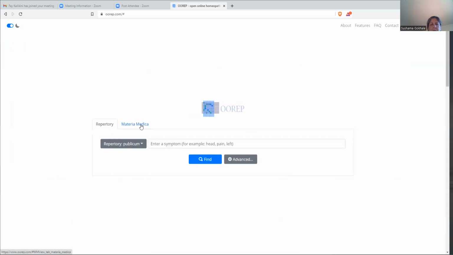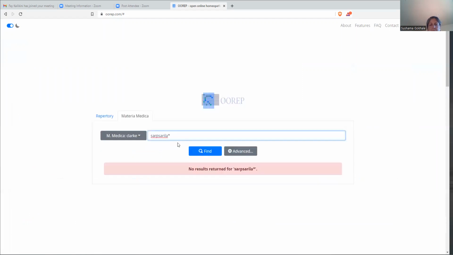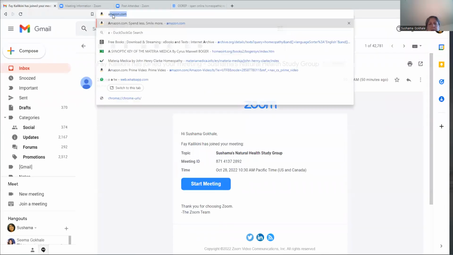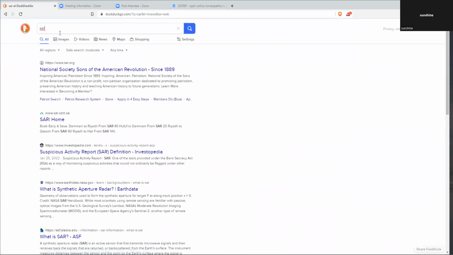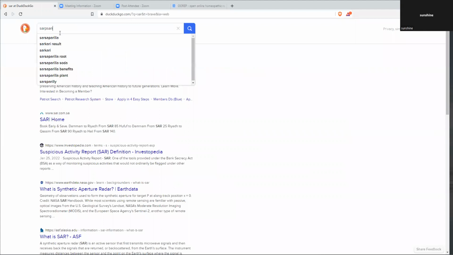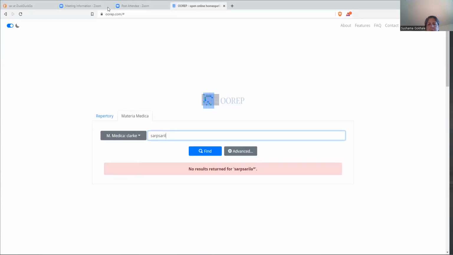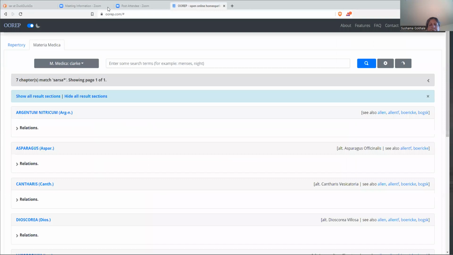There we go. Let's look at the Materia Medica, Clarke, sarsaparilla. Why is that not happening? Maybe spelled differently. Two L's? Yeah, I think so too. Because we used to get that from the sarsaparilla. We used to get the bark from a tree. Sarsaparilla. Okay, got it. There we go.